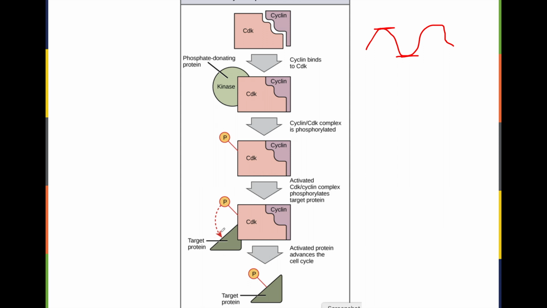So this would be a target protein that is normally sitting in an inactive stage. It's waiting for a signal to, let's say, pass through the G1 into the S phase or pass through the metaphase stage. So as soon as this CDK phosphorylates it, this protein gets activated, and then the cell goes through the cycle.